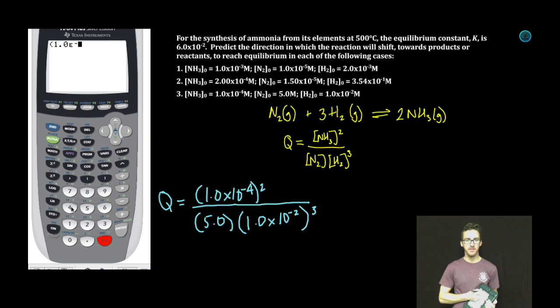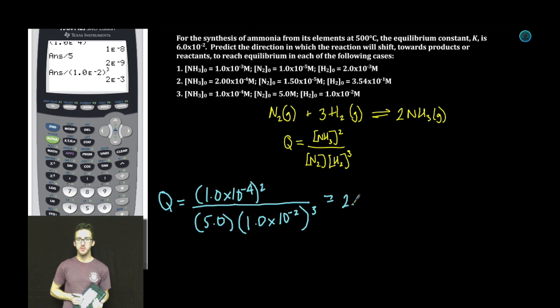Parentheses 1.0 second E, negative 4, close parentheses, squared, enter. Divided by 5, enter. Divided by parentheses 1.0 second E, minus 2, close parentheses, cubing it. Boom! Two significant figures, we get 2.0 times 10 to the minus 3.